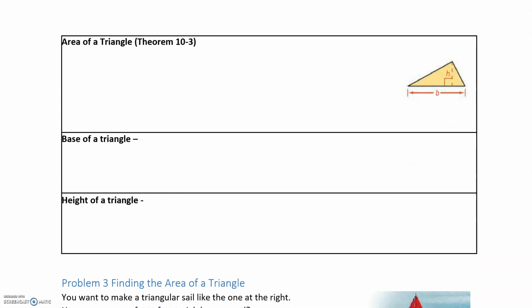Our next page, we're going to look at the area of a triangle. So some of you might remember this from last semester or previous classes, but the area of a triangle is area equals 1/2 base times height. So our base of a triangle can be literally any side of the triangle.